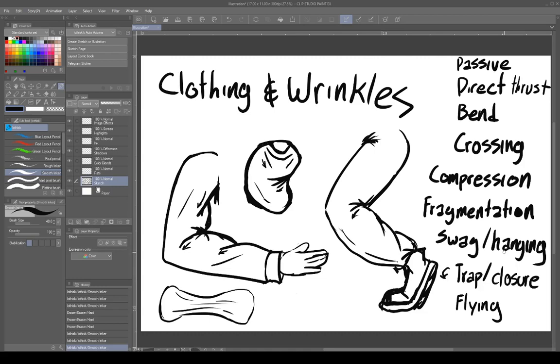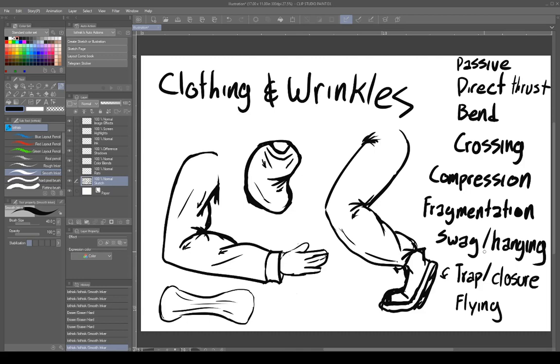Some people like to break wrinkles into different types. I don't necessarily agree with breaking them down into types, because all wrinkles are basically the same. These are lines that appear in clothing whenever clothing is bunched up or overlapping itself in some way. So in a sense, all clothing and wrinkles are the same thing, but you can think of them in a lot of different ways. If it helps you to categorize them into types, then go right for it.